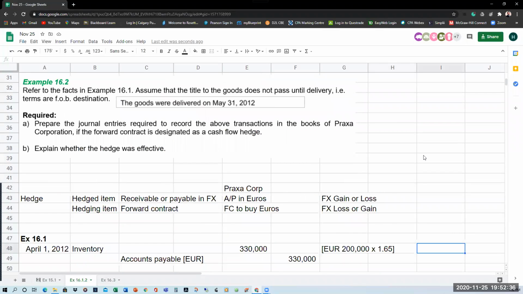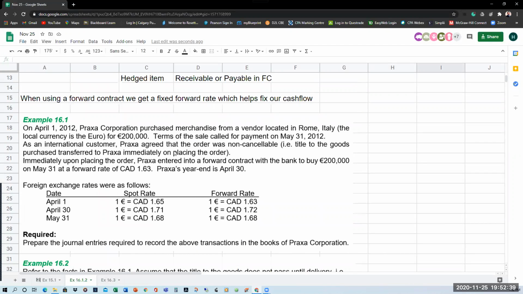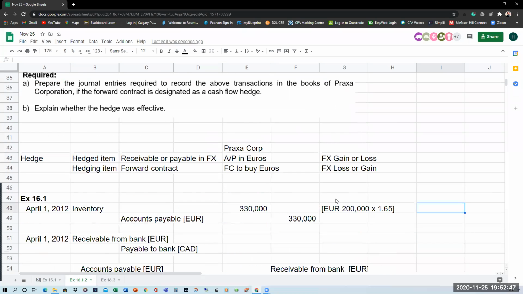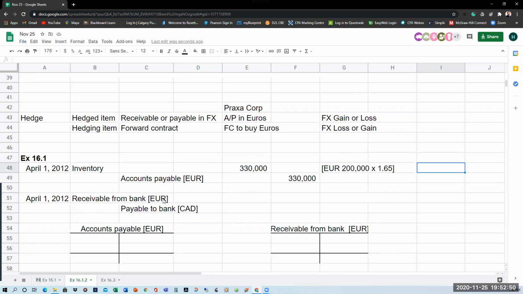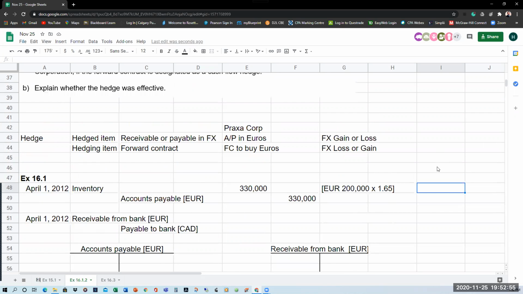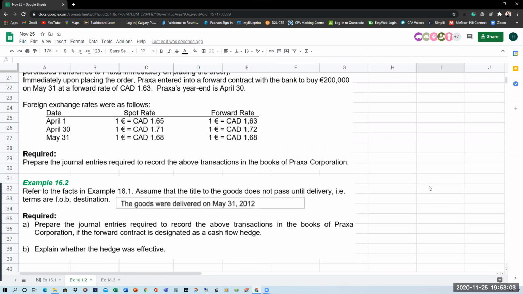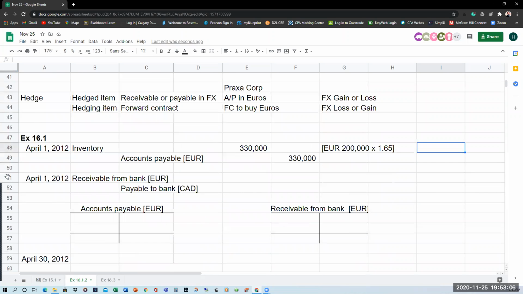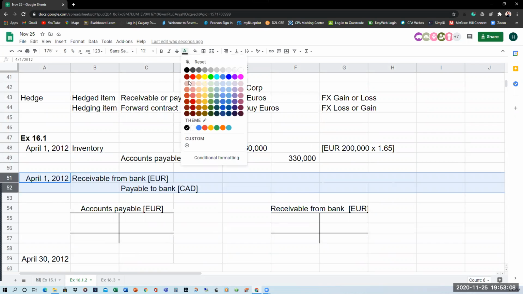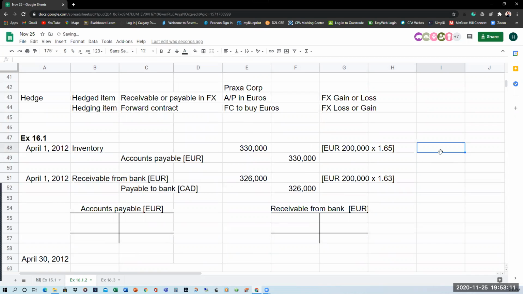On the same date, we went ahead and signed a forward contract with the bank to buy 200,000 euros. So we will receive from the bank 200,000 euros. We will have to pay to the bank Canadian dollars. Since the forward contract is to buy 200,000 euros and the forward rate that we got is 1.63, we record the receivable from the bank, credit payable to the bank, $326,000.